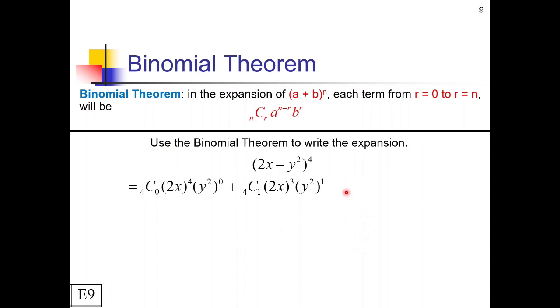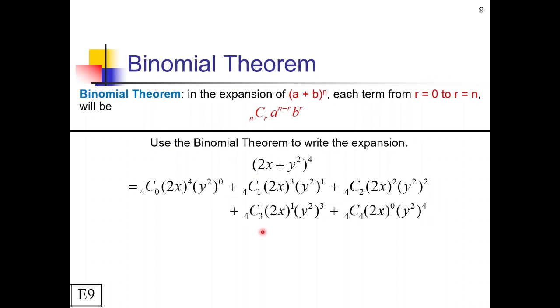Give it a shot. Alright, so for the next one, we're going to have 4 choose 2, our value of 2 for this next one. 2x to the second, and then y squared to the second. After that, and I'm going to continue on the next line because I'm running out of space, we'll do 4 choose 3. 2x to the, we're going down by 1, so 2x to the 1, y squared to the 3, and then finally we've got 4 choose 4. Now we've got 2x to the 0 and y squared to the 4th. Let's go back and simplify all these.